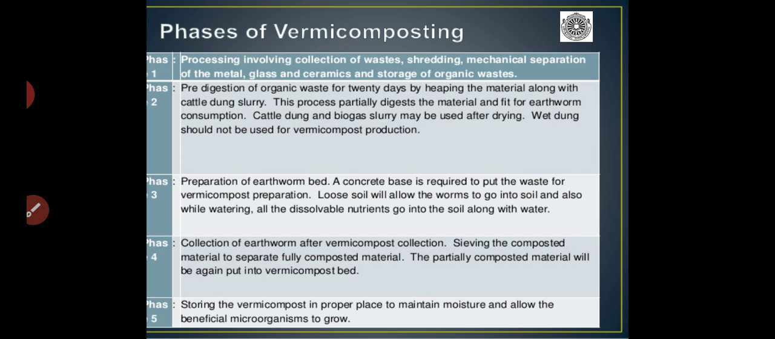Then the next phase, storing the vermicompost in a proper place to maintain moisture. It should not be directly exposed to sunlight, and it should allow the beneficial microorganisms to grow. So shading is the preferable type of place for storing this produced vermicompost.